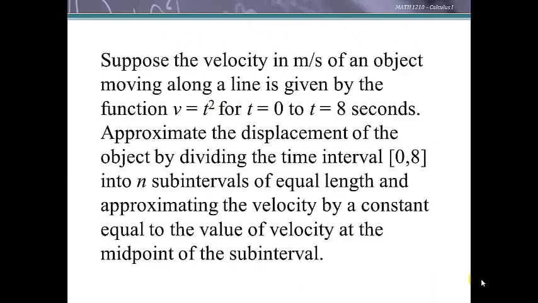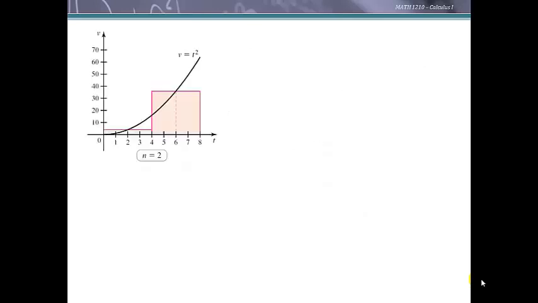And so let's suppose that the velocity in meters per second of an object moving along a line is given by this function v equals t squared for t between 0 and 8. If we wanted to approximate the displacement of the object, we could divide this into n subintervals of equal length, and approximate the velocity by a constant equal to the value of the velocity at the midpoint of the subinterval. So the same idea we've been doing as we were approximating the areas under curves.